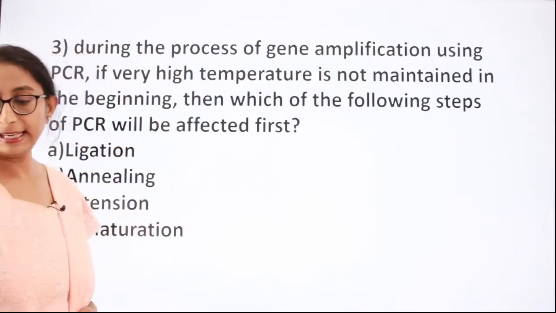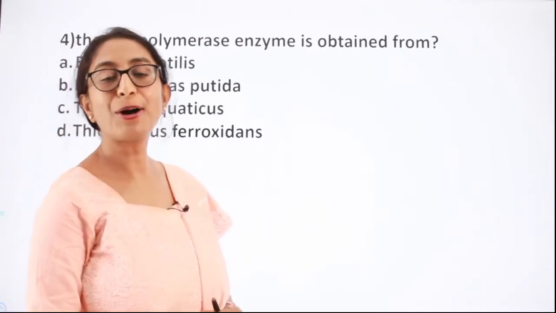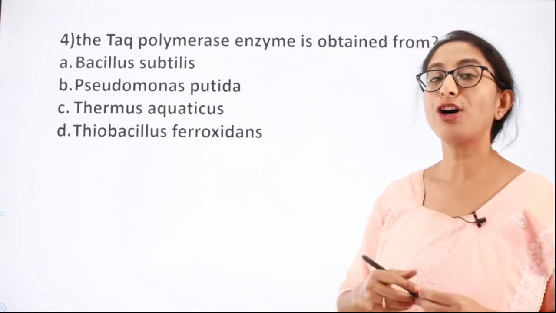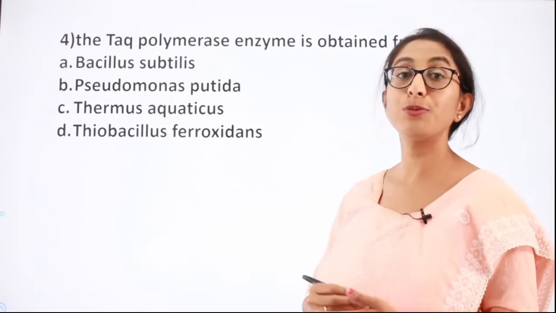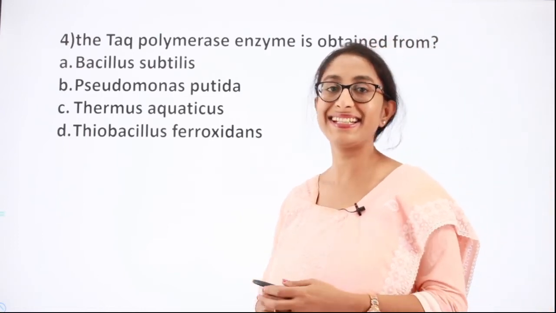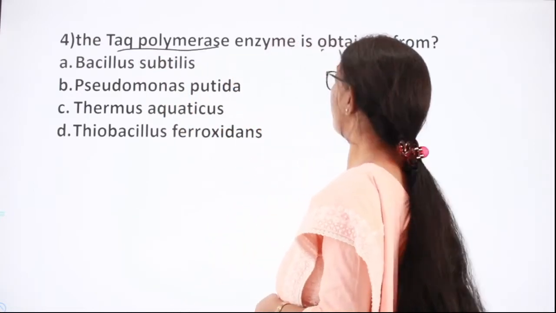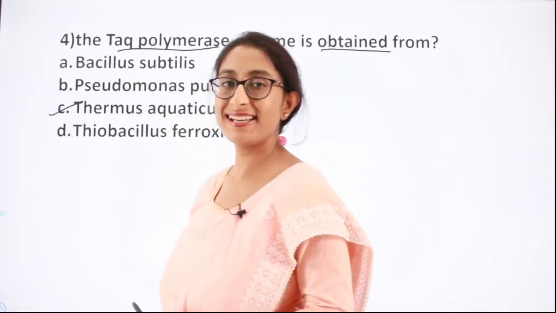Moving on to the next question. The Taq DNA polymerase is obtained from, so I told you the Taq DNA polymerase is obtained from a bacterium called Thermus aquaticus, which lives in the hot springs, isn't it? So the Taq DNA polymerase is obtained from Thermus aquaticus. So C is the right answer.